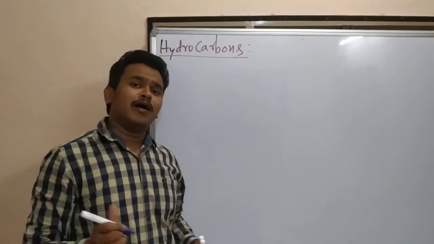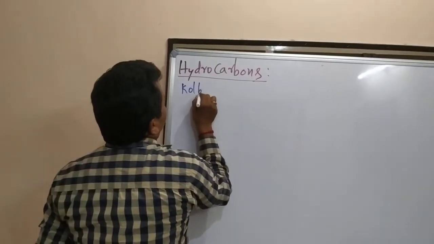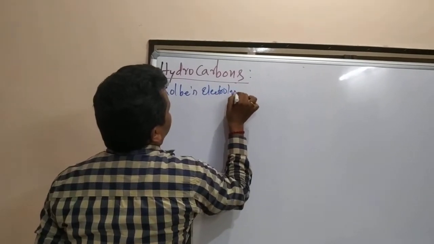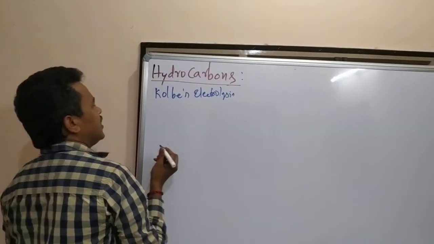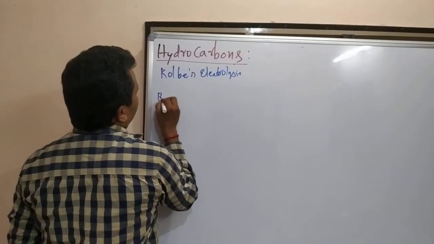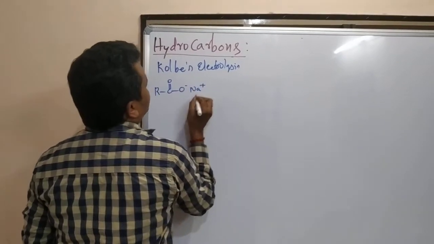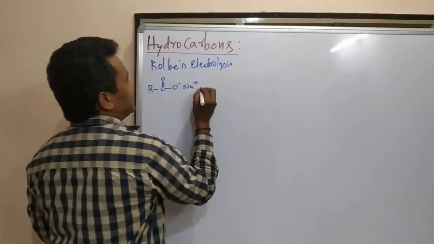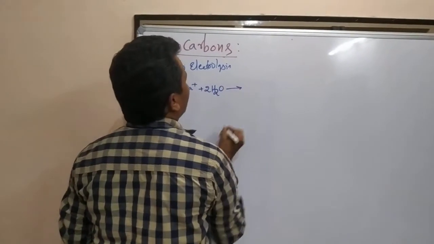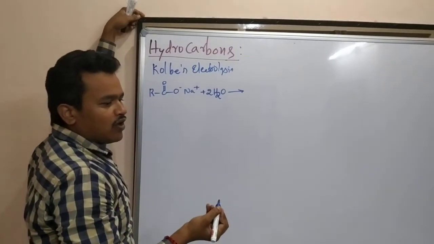The next important method is Kolbe's electrolysis. Here also we take a sodium salt of an acid, for example R-C double bond O with the sodium salt. For electrolysis, water will be there, along with a cathode and an anode.